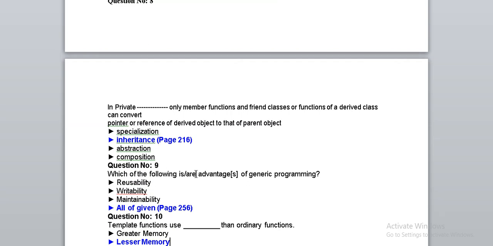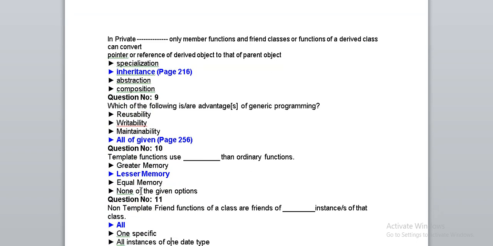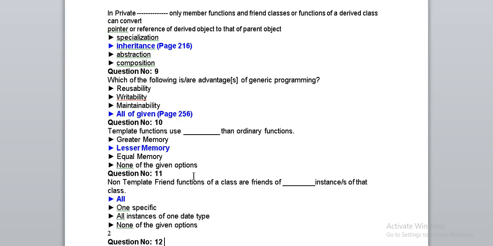Which of the following is an advantage of generic programming? All of the given options. Template function uses less memory. Non-template friend functions of a class are of dash instance of the class: all.